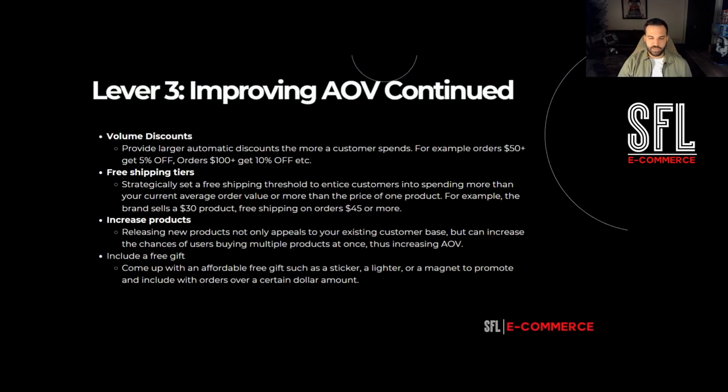Free shipping tiers. Again, this is one that's very common. There are a lot of apps and tools out there for Shopify and WooCommerce that make this really easy to do. But it's about incentivizing customers to spend more in order to unlock free shipping.